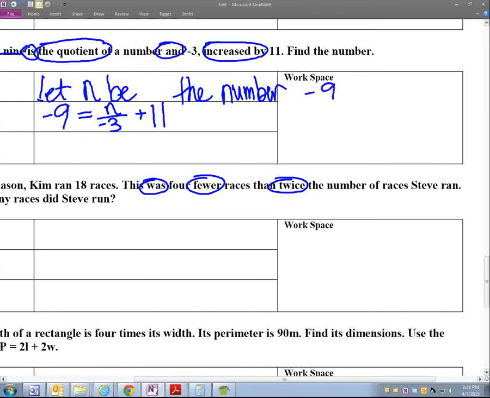We have -9 equals n over -3 plus 11. And from what we learned yesterday, what's the first thing that needs to happen here, Abby? We have to subtract 11 from just one side, or both sides? Okay, good. Both sides, so that equal sign.